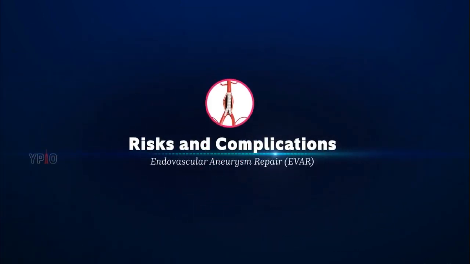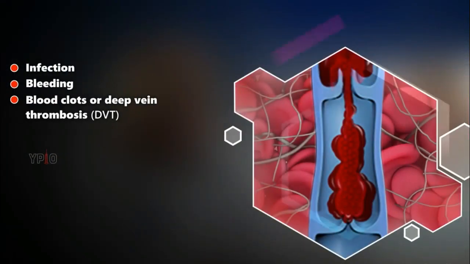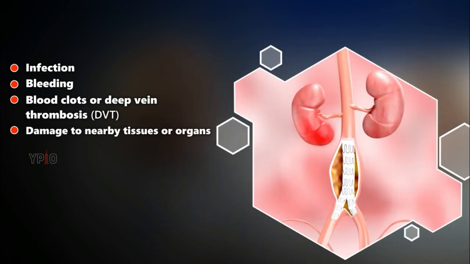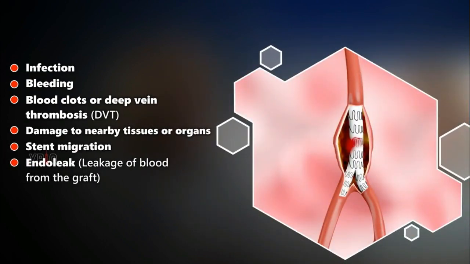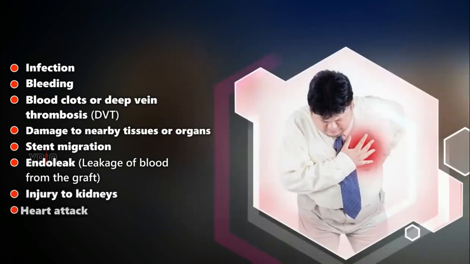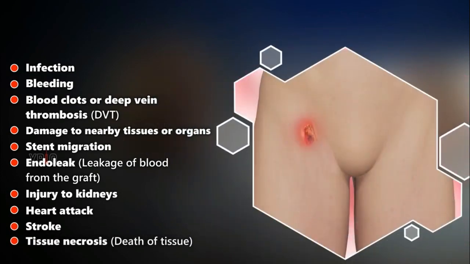Risks and complications. Endovascular aneurysm repair is a relatively safe procedure. However, as with any surgery, some risks and complications may occur, such as the following: infection, bleeding, blood clots or deep vein thrombosis, DVT, damage to nearby tissues or organs, stent migration, endoleak, leakage of blood from the graft, injury to kidneys, heart attack, stroke, tissue necrosis, death of tissue.